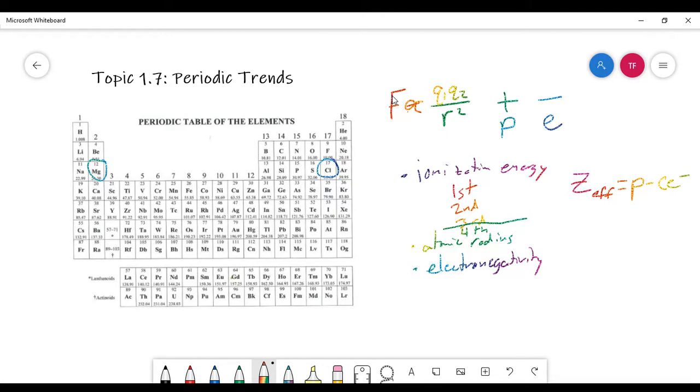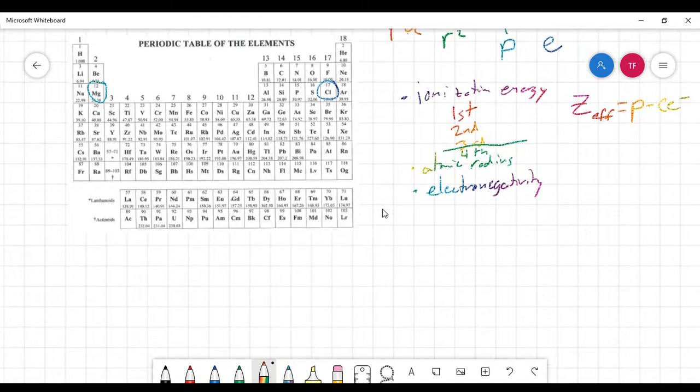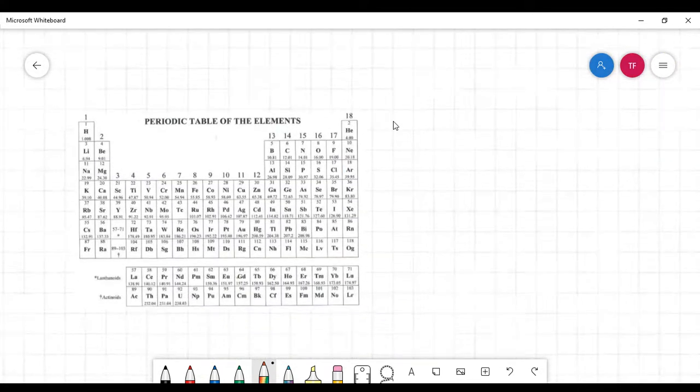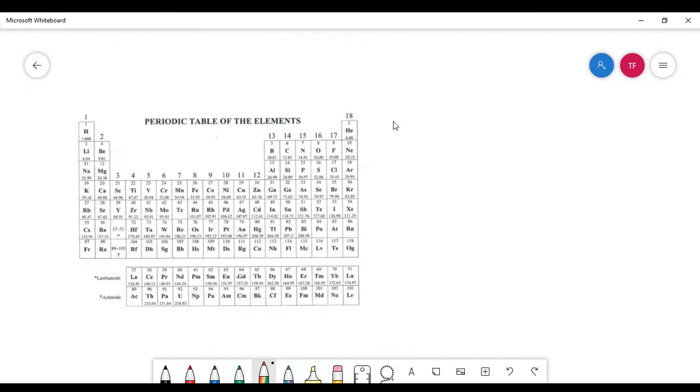Okay, so let's try another couple and just see if you can answer some more questions. Let's look at calcium versus selenium. Which one of these two will have the higher third ionization energy? Which one will have the higher third ionization energy?